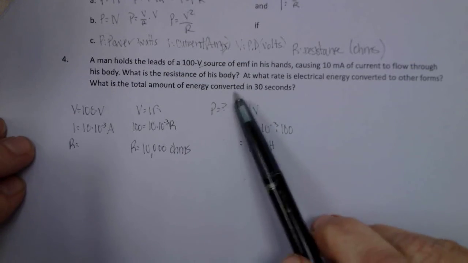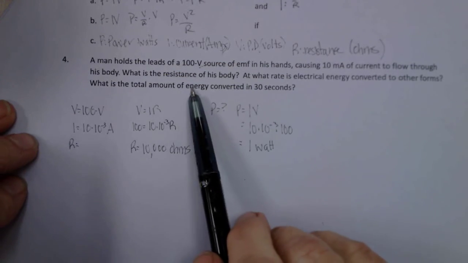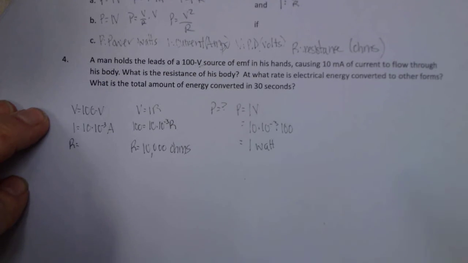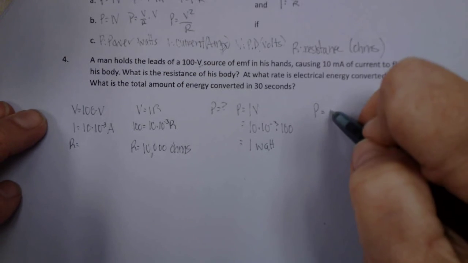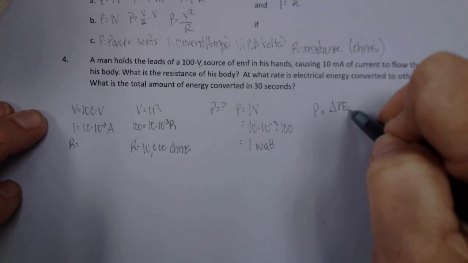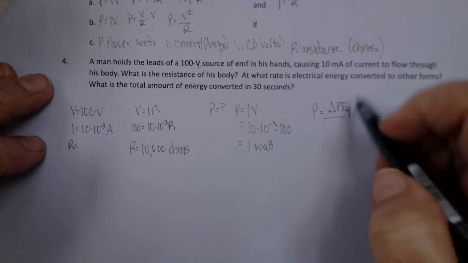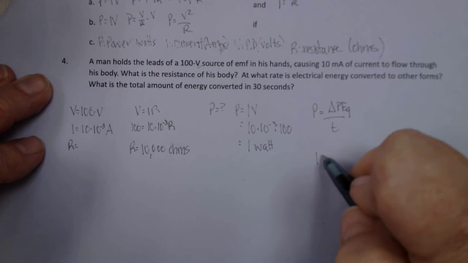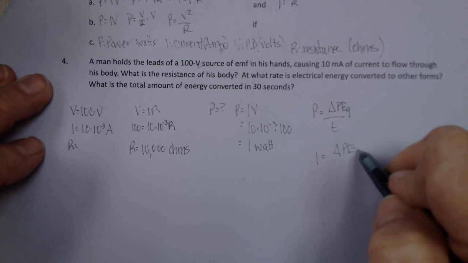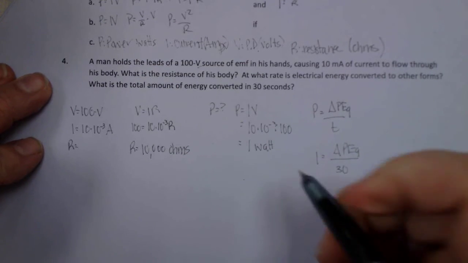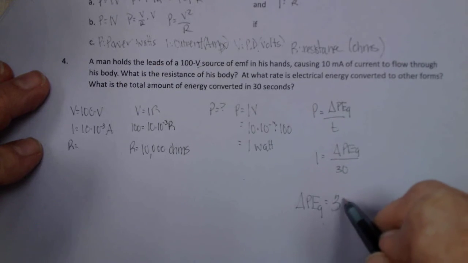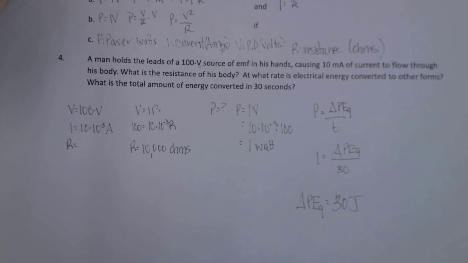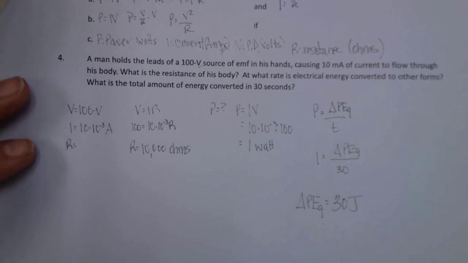Now it's saying what is the total amount of energy converted in 30 seconds. So I also know that P is equal to any change in energy. In this case, it's delta PEQ, but it's any change in energy over time. So it's going to be 1 is equal to delta PEQ over 30. So my energy, delta PEQ, is equal to 30, and the unit for energy is joules. Okay, again, I've got so many equations. I want to write down what I'm working with so I know what equation is best.